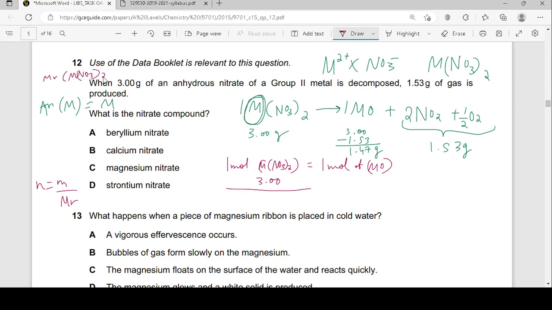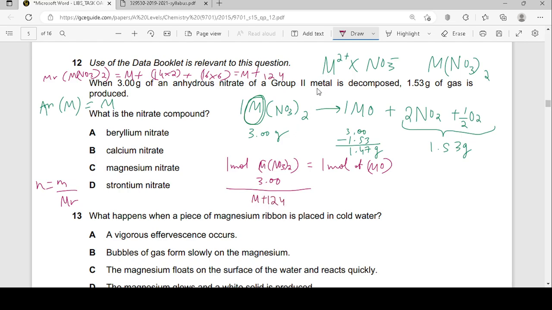The Mr of M(NO3) twice would be M plus, nitrogen is 14, but then you have 2 of nitrogen, so that's 14 times 2. Plus you have 6 of oxygen, 3 times 2 is 6, so 16 times 6. Now if you find this out, so 14 times 2 is 28. 28 plus 16 times 6 would be 124. So the Mr of this is M plus 124, okay?